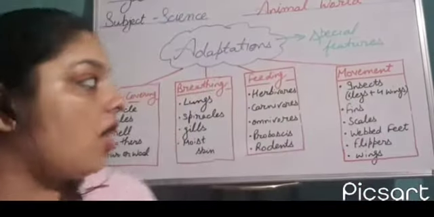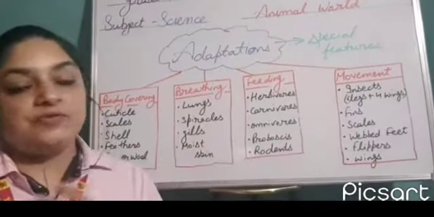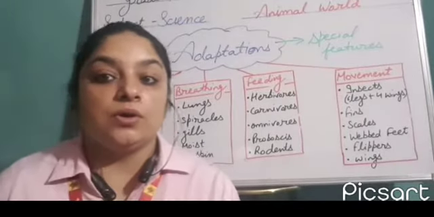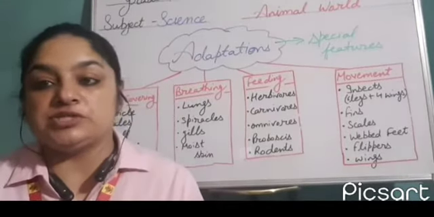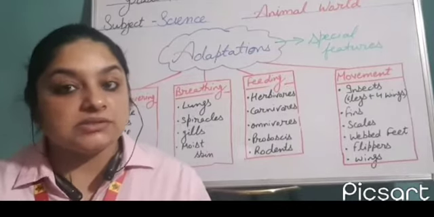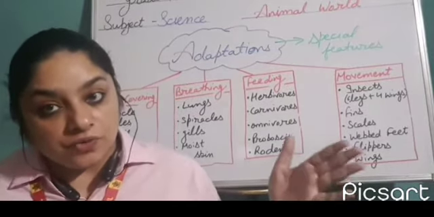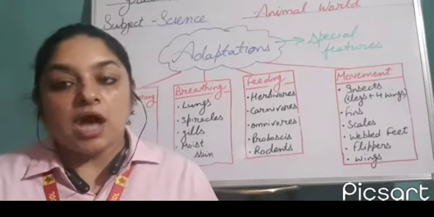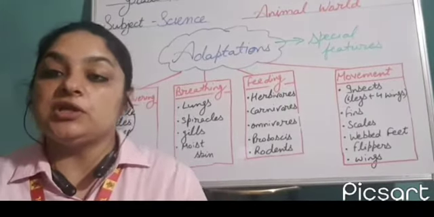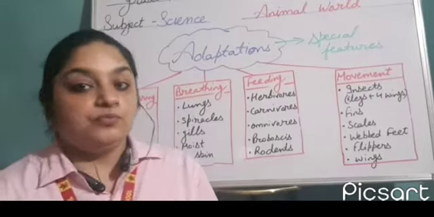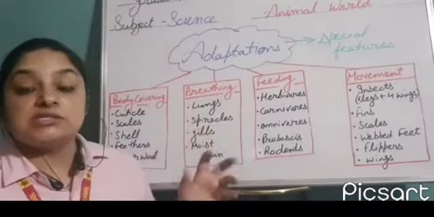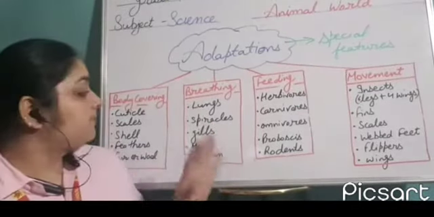Second is breathing organs. For example, we human beings breathe, we have respiration. For respiration, we have lungs, right? In the same way, all living beings breathe. Now in different animals, these breathing organs are different. Most mammals have lungs, they breathe with the help of lungs.